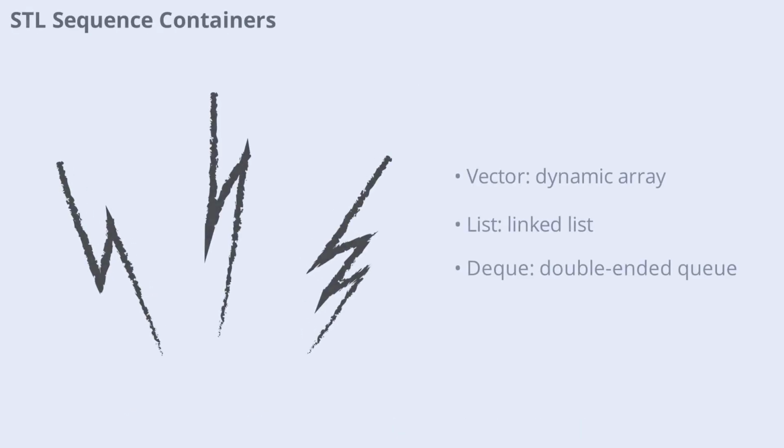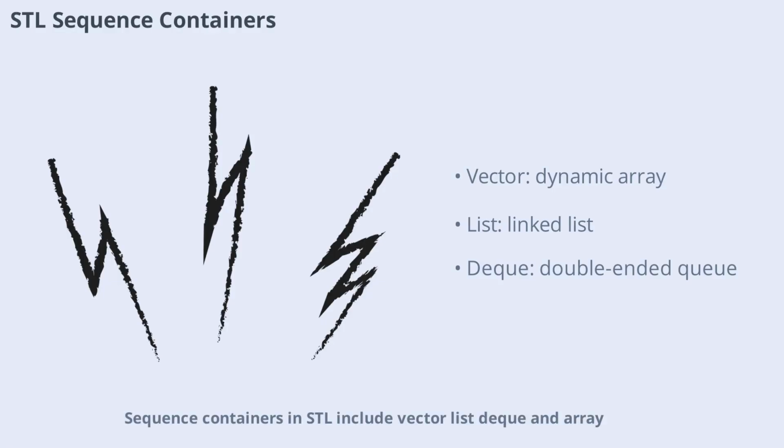Sequence containers in STL include vector, list, deque, and array. These containers store elements in a linear sequence, making them ideal for situations where order matters. Vectors are dynamic arrays, lists are linked lists, deques support fast insertion at both ends, and arrays are fixed size. Choosing the right sequence container depends on your specific needs for performance and memory usage.